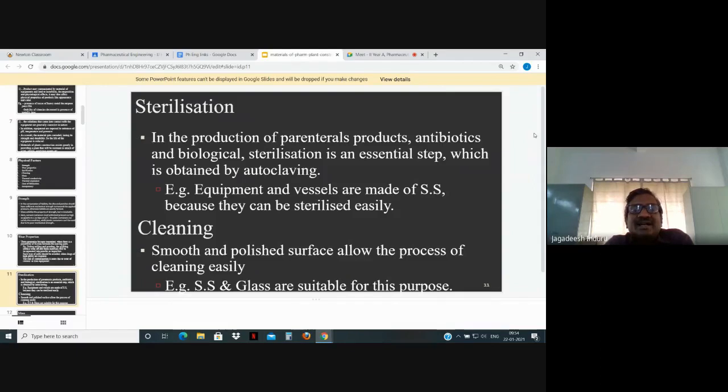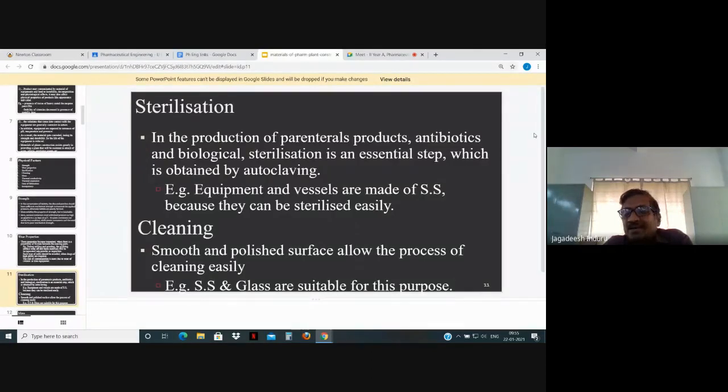So in the production of parenteral products, antibiotics and biologicals, sterilization is a very essential step, which is obtained by autoclaving at higher temperatures and pressures. Equipment and vessels are made of SS because they can be sterilized easily when compared to the remaining materials. We cannot employ rubber or plastic. Most of the time the plastic will get melted and deformed at the temperature of 121 degrees of autoclaving. So we need to prefer only SS in sterilization where we are using an autoclave. This limitation is very much important in selecting a material whenever we are using it in pharmacy.